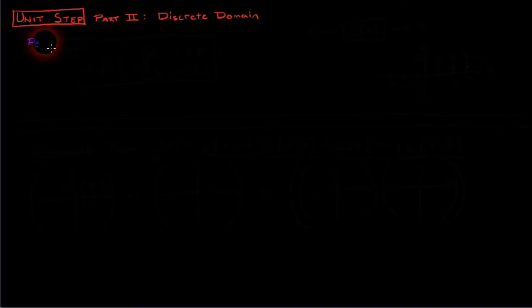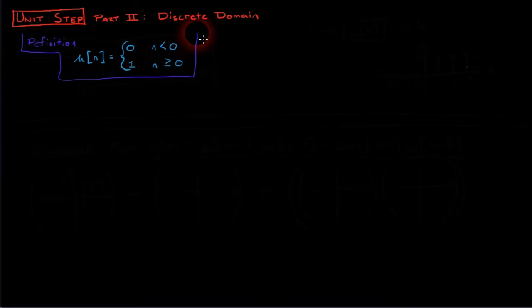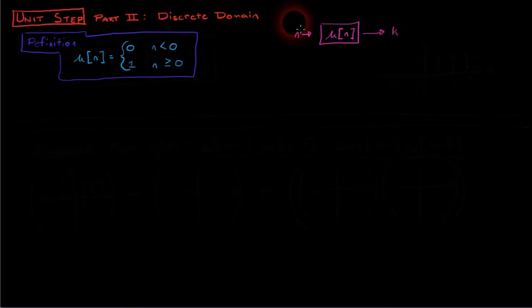The unit step in discrete time is defined pretty much exactly the same as in continuous time, only now the input is an integer. We say that mu of n is equal to 0 if n is less than 0, and 1 if n is greater than or equal to 0. It is 0 at every integer before 0, and 1 at 0 and every integer after.